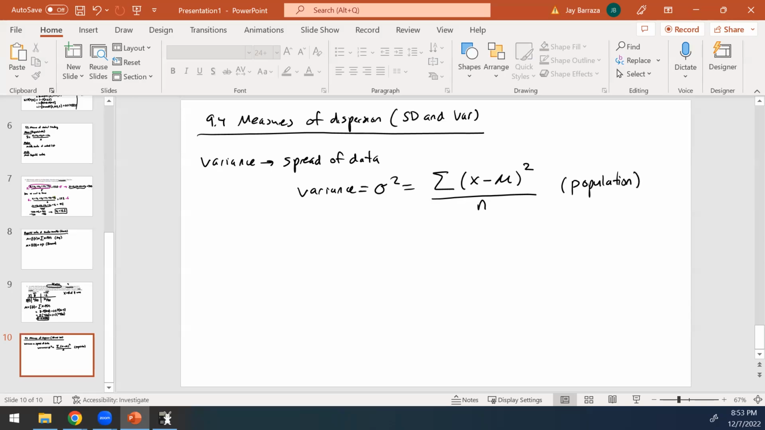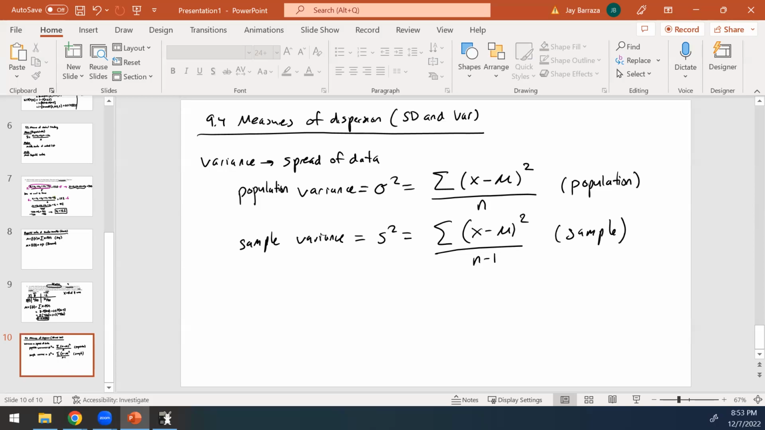So that's the population variance, and then if you want a sample variance, it's really the exact same thing. S squared, still x minus mu squared, but it's divided by n minus 1. Okay. So if I say sample, you just divide it by n minus 1. If I say population, you divide it by N.